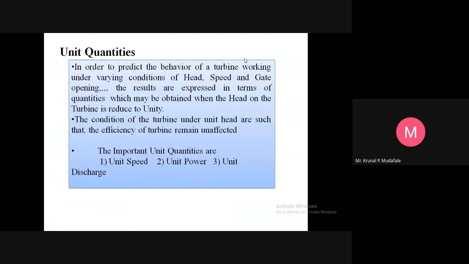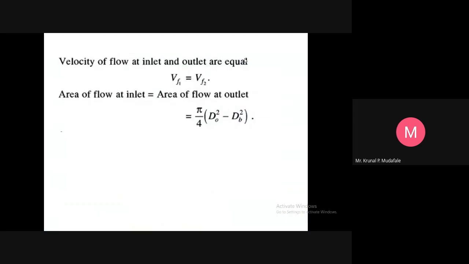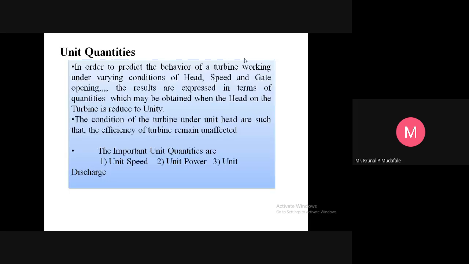So the velocity of flow at the inlet and outlet are equal, obviously, because here Vf1 equals Vf2, the velocity of flow, both are the same. And the area of flow at the inlet is equal to the area of flow at the outlet. The only difference is in the diameter. Both areas are equal, given by pi by 4 into Do square minus Db square. Okay. Yes, the net quantity.